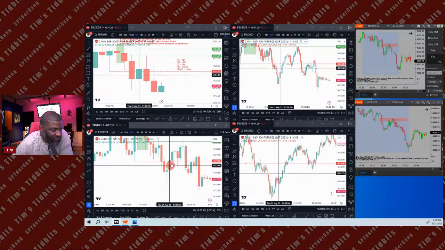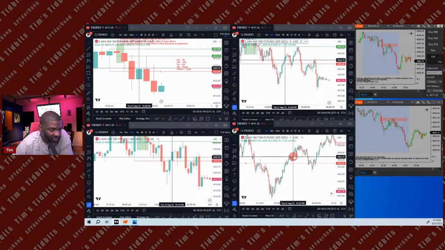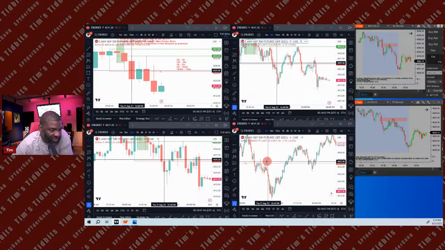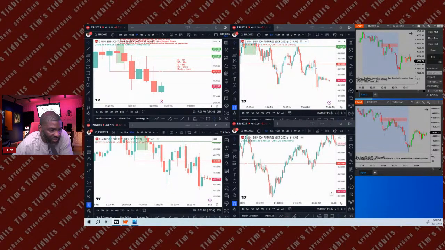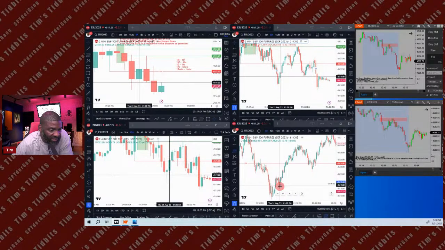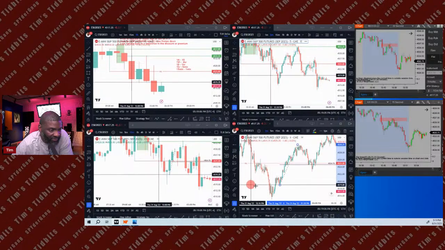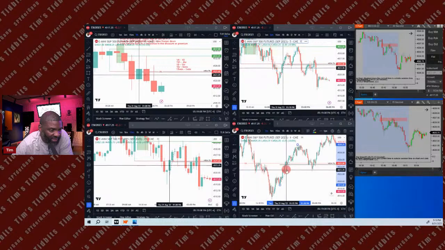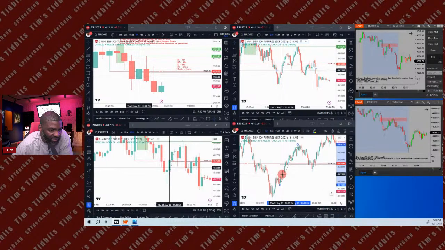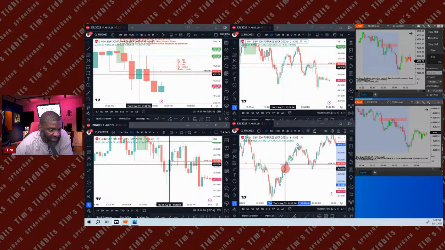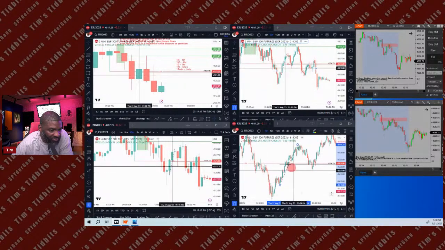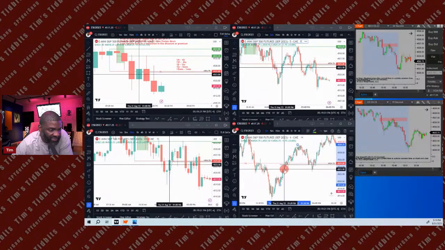We see we got us a BISI right here on the 15 minute. The 1 minute, we got the shift in market structure. Once we get the shift in market structure, we start coming back down. We want to get into an imbalance in the discount. There's our imbalance in the discount right there. We have another one there. We're looking at all of this as a balanced price range, so we just trying to come back into the discount right there.